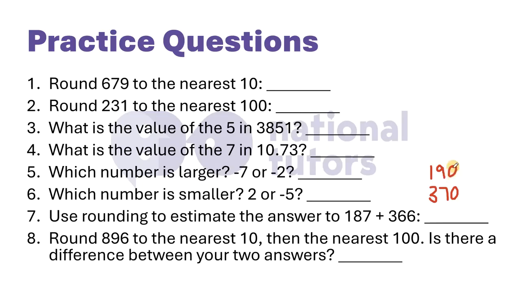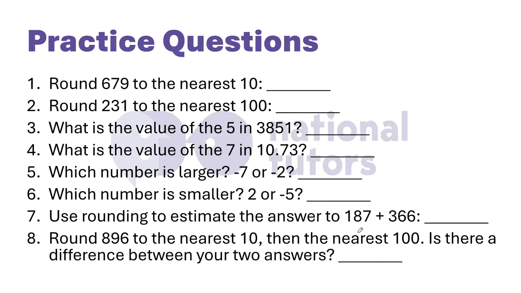So if you chose to round to the nearest 10, that would be 190 plus 370, which would give us a total of, let me write that out again quickly, 190 plus 370 would give me a total of 560. So if you got 560 for your answer after rounding to the nearest 10, spot on.